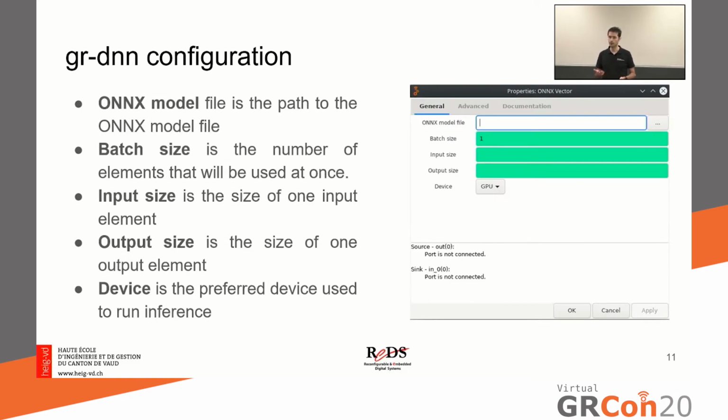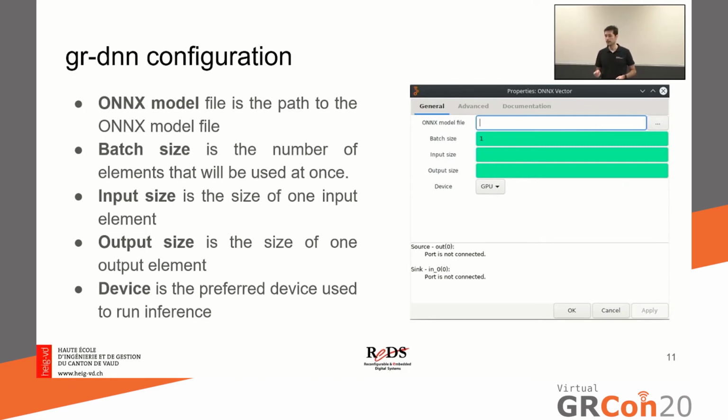So basically, to configure our gr-dnn block, you have to provide the ONNX model, of course. Then you will have to configure the batch size, which is the number of elements that will be used at once to run inference. This is to alleviate one of the problems of moving data around, for example, between an SDR device and, if you chose to use the GPU for inference, you will have to move that data, and it will be more efficient if you do it in chunks of elements at the same time. So this is the batch size.